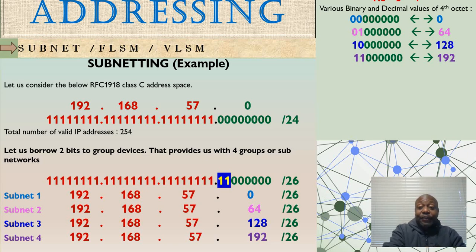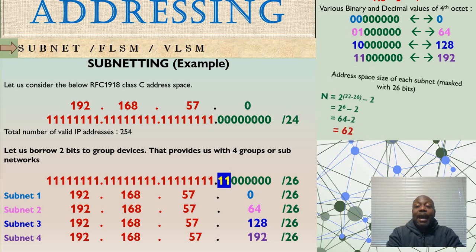And the IP addresses we have here are the subnet identifiers. You can determine how many valid IP addresses we have in each of these subnets by doing 2 to the power of 32 minus 26, and then you remove 2. That will give you 62 IP addresses that we can use, right? Very easy.